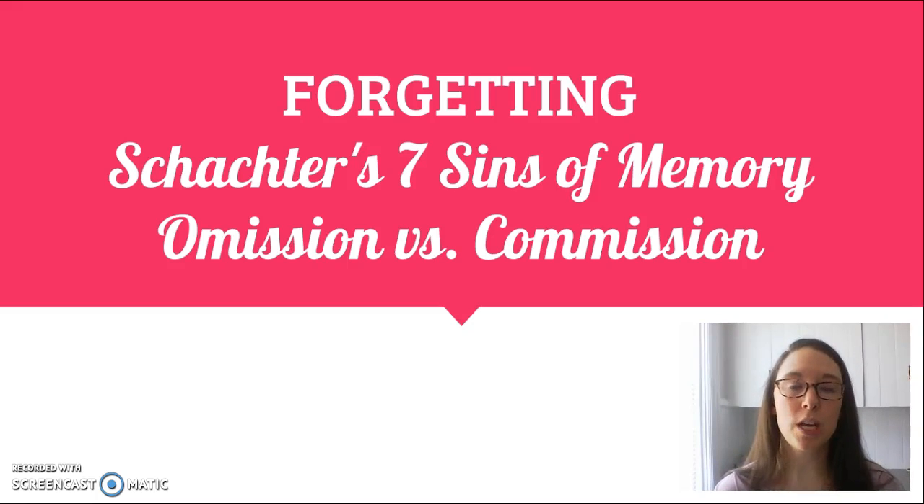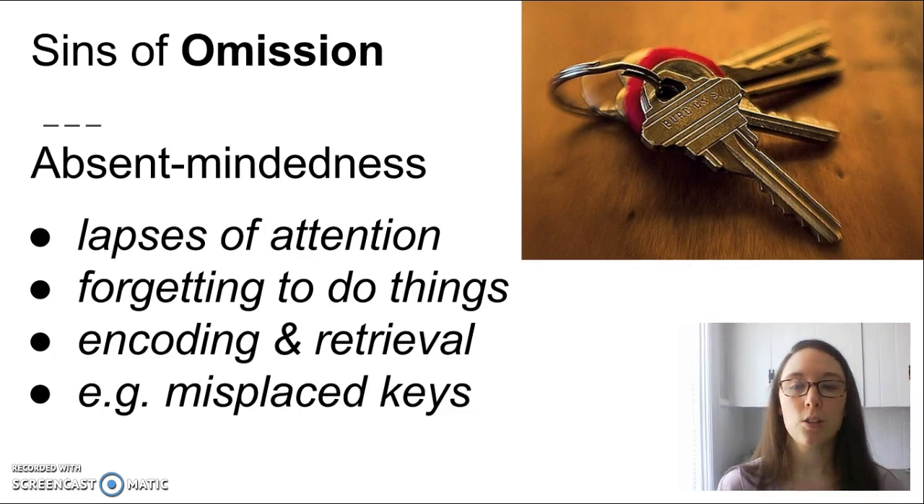The first 3 are going to be failures of memory where we actually forget information, where memory is not really working at all, and we can't retrieve information. And then the final 4 are what he calls sins of commission, where we're remembering information, but the info that we're recalling is inaccurate in some way. So first we'll start with the sin of absent-mindedness.